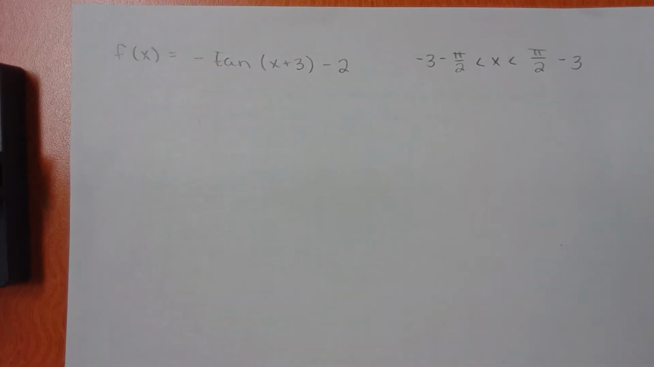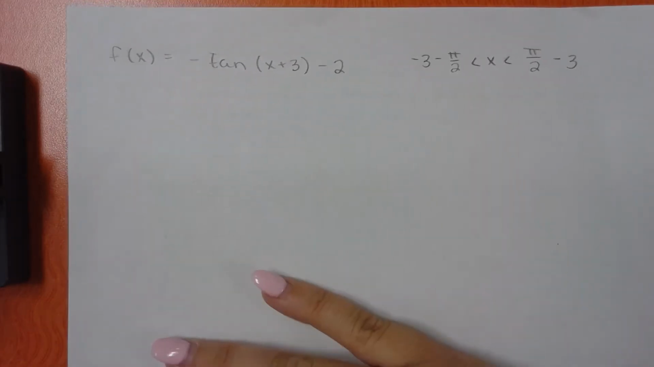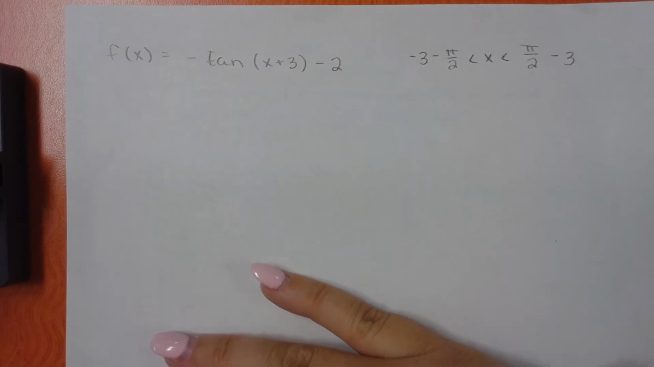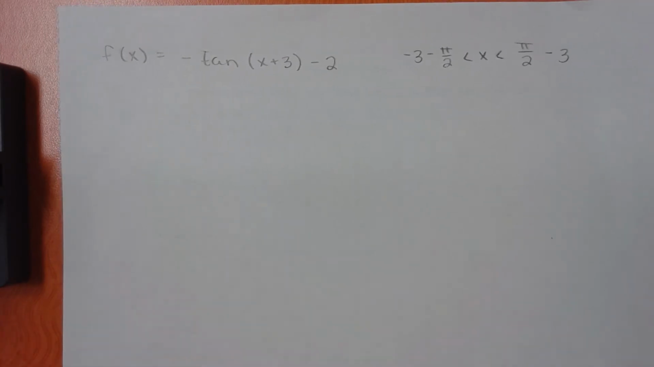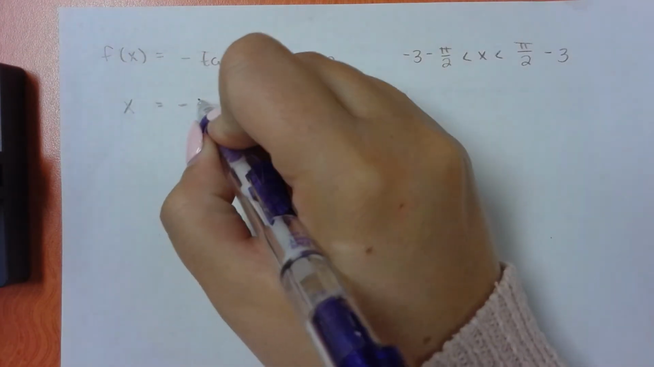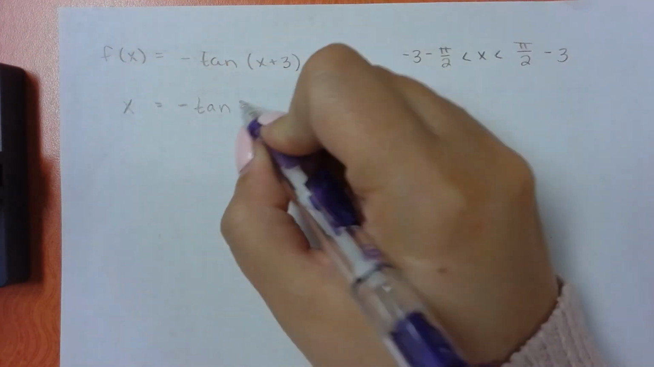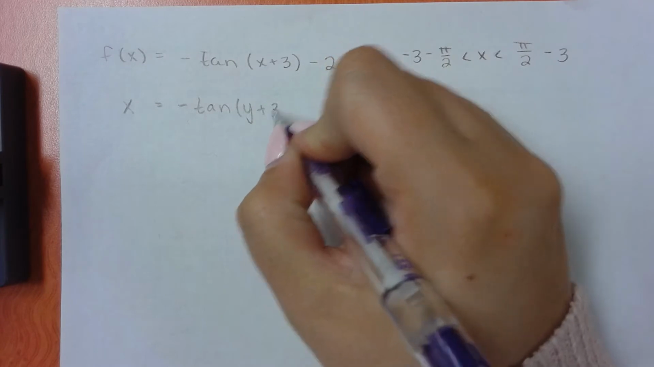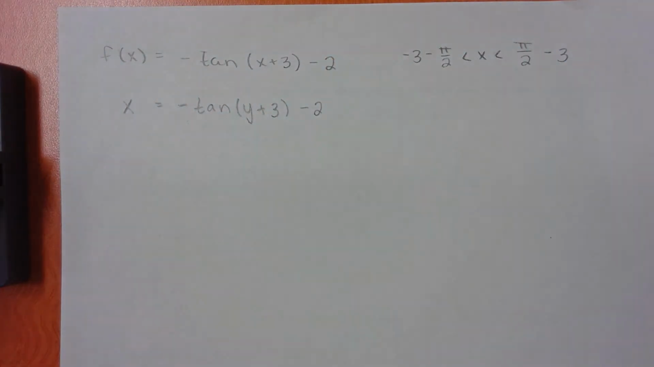All right, class, I wanted to do one example that was tangent. Since there wasn't one in the notes, I wanted to add an extra example of finding the inverse function for tangent. So remember, if I want to find the inverse function for tangent, I'm going to switch my x and my y here. So I've got x equals negative tangent (y plus 3) minus 2.